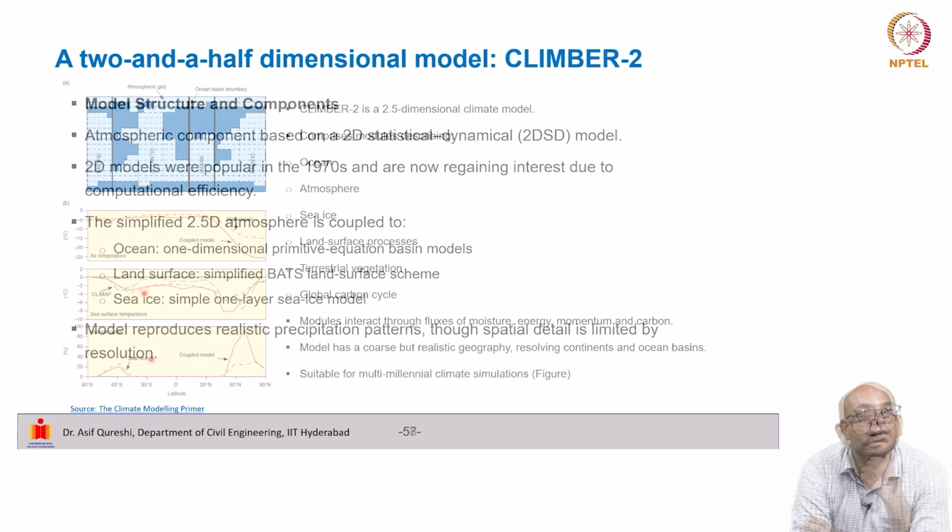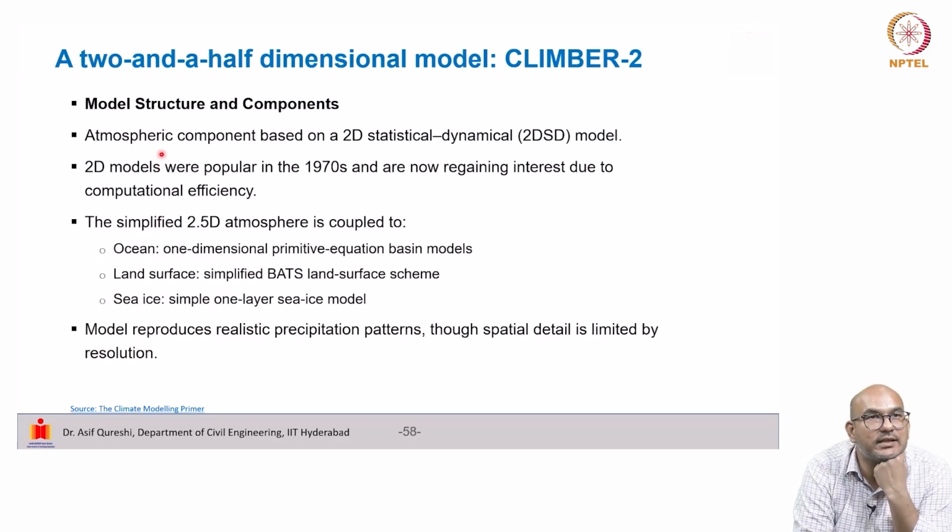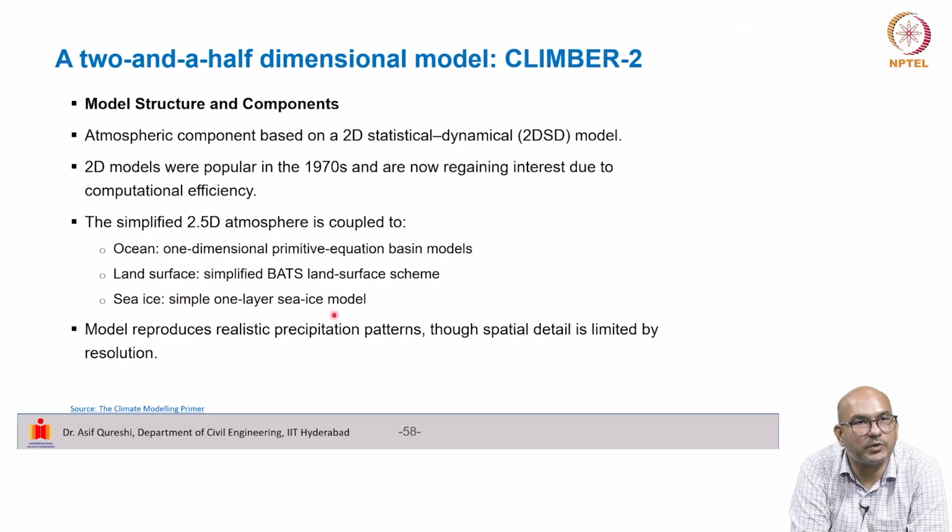sea ice cover. For the model structure, the atmospheric component is based on a 2D statistical dynamical, 2D SD model. Now, these 2D models were generally popular in the 70s, and now they are regaining interest because they are computationally fast and efficient. The simplified 2.5D atmosphere is coupled to the ocean, the one-dimensional primitive equation basin models, the land surface, which is the simplified BATS land surface scheme, and sea ice, which is a simple one-layer sea ice model.